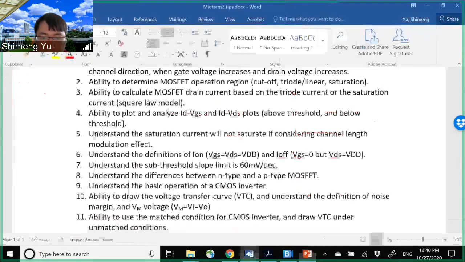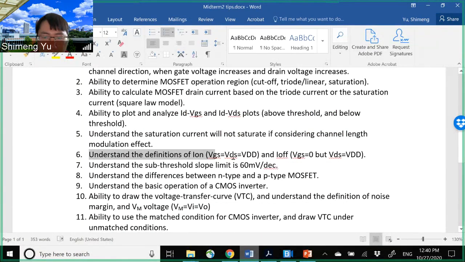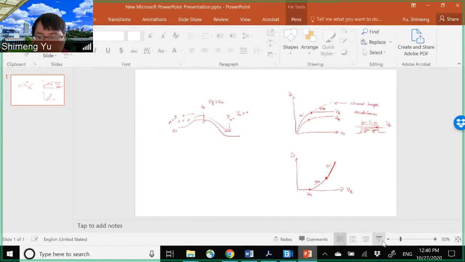Alright, and then understand the definition of the I on and I off. So this is on-state current and off-state current of a MOSFET. So the definition here, for the on current, we are looking at the VGS equals to VDS equals to the power supply VDD. And the off current is defined when the VGS is 0, but VDS is VDD. So this is related to the subthreshold current plot we are looking at here. So this is also important.